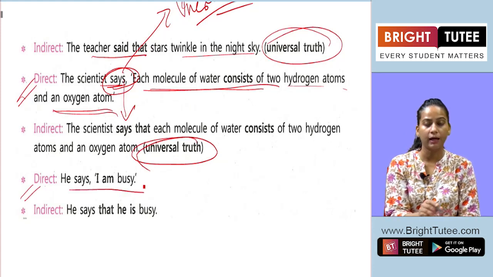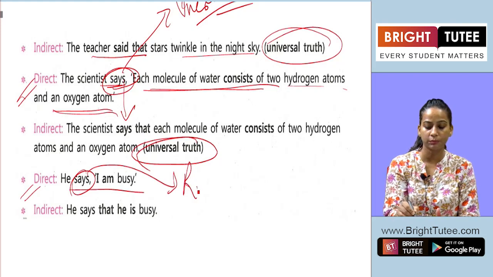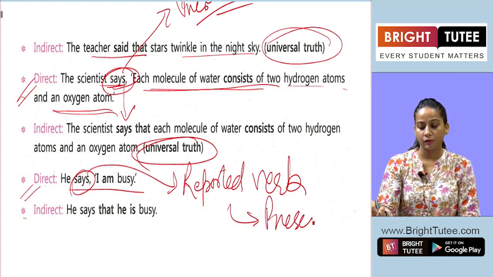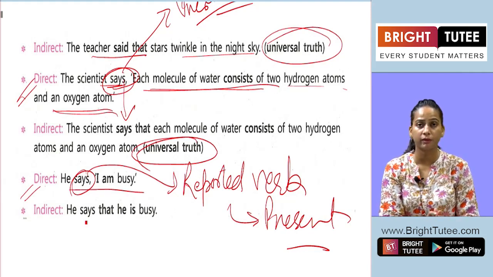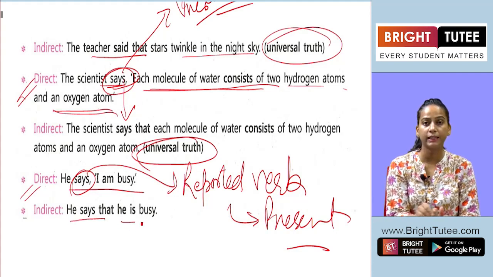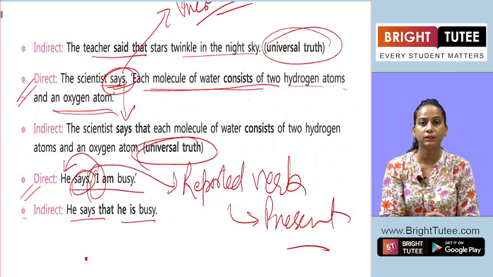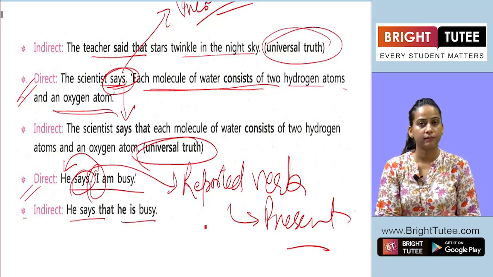Next one, he says I am busy. This reported verb is in present tense. So the reported speech given here will also change accordingly, and will remain in the present only. He says that he is busy. This will change according to the subject given here. Clear? So, hopefully all the examples we have seen are clear to each and everyone.